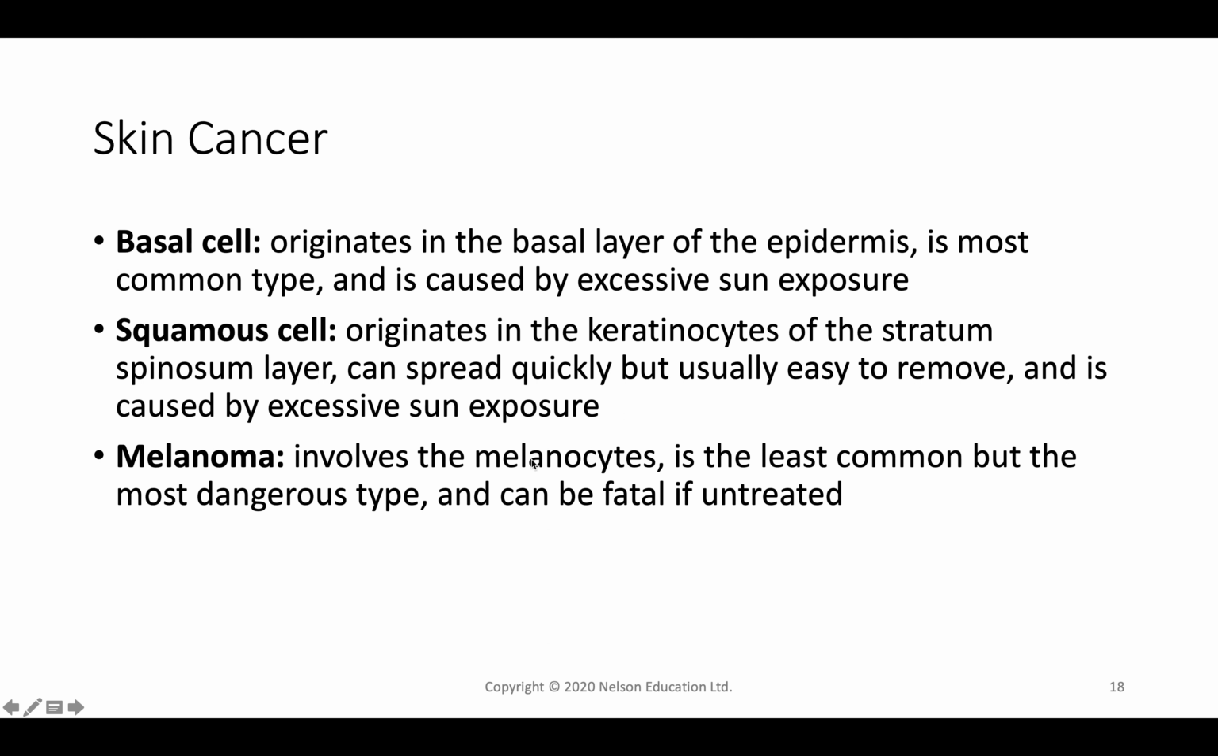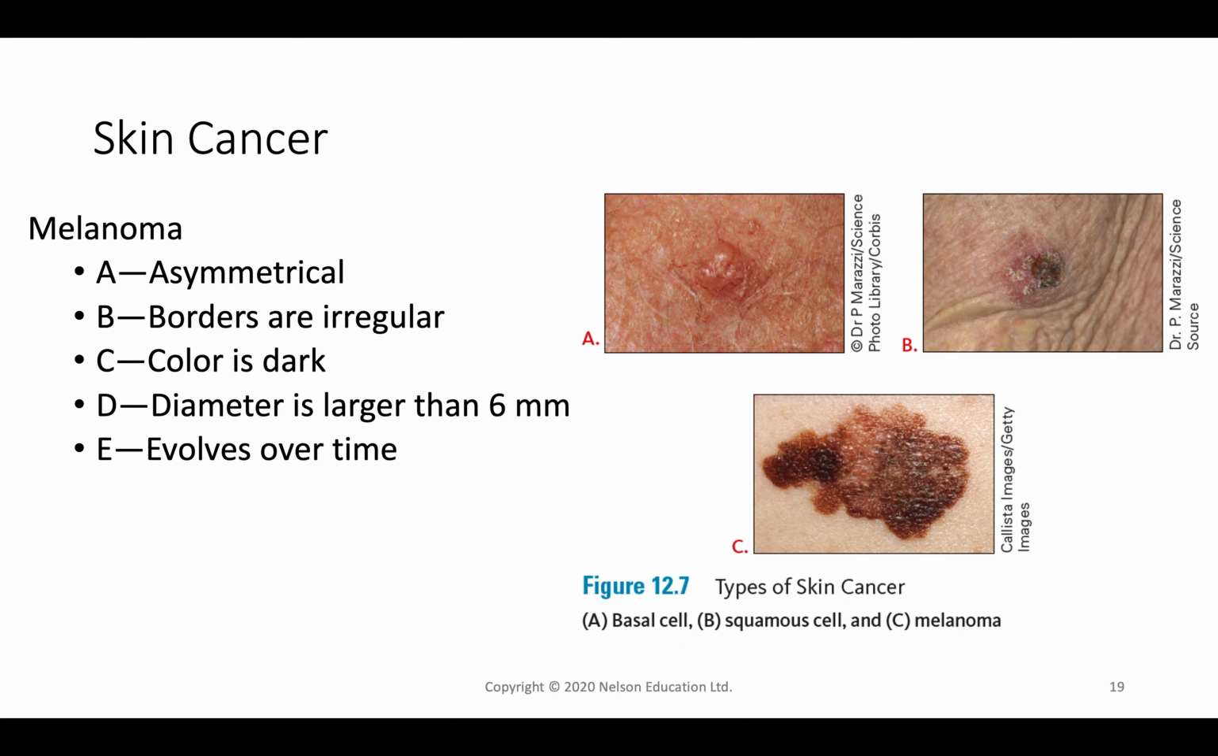It can be fatal if untreated. It's when the melanocytes start reproducing very quickly, and they can travel and cause secondary metastases. So this is one of the most dangerous types of skin cancer. Anyway, if you have a mole that changes shape, use the ABCDEs and get it looked at as soon as possible. What are the ABCDEs?